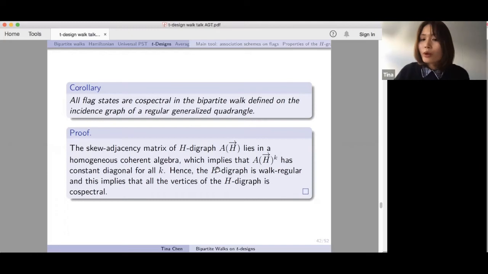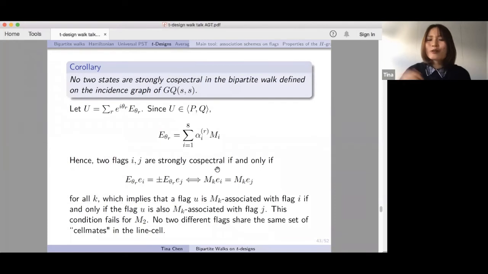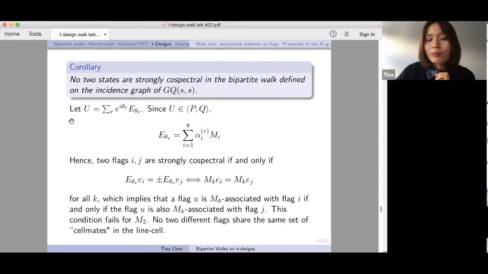Then it means the H-graph will be walk regular, which implies that all the vertices of the H-digraph are cospectral. But unfortunately, no two states will be strongly cospectral in the bipartite walk defined on the incidence graph of a GQ. Because we know the spectral decomposition of the transition matrix is this, and because the transition matrix lies in the algebra, the spectral idempotents, being polynomials, can be written in terms of a polynomial of this U.